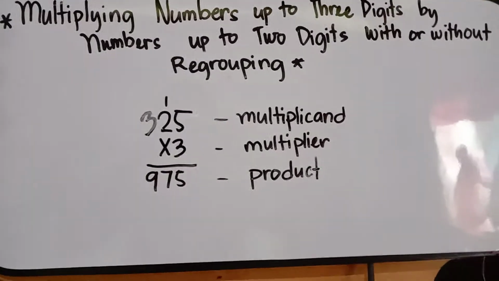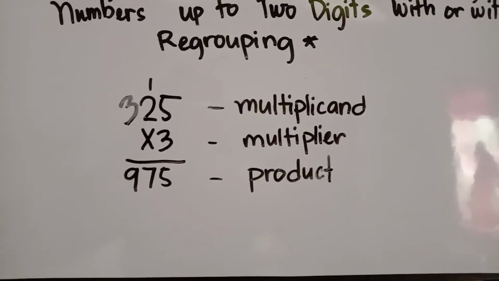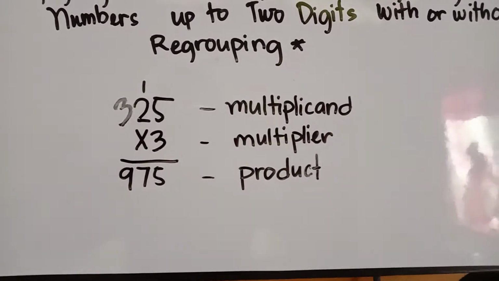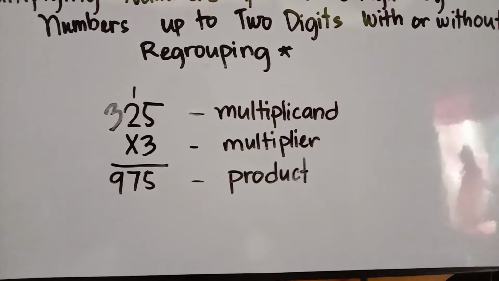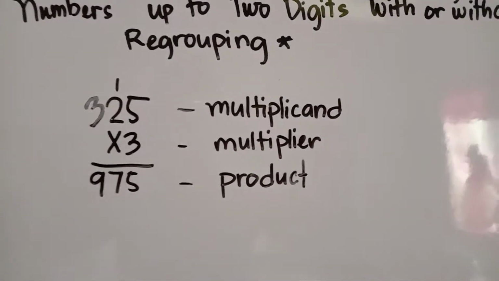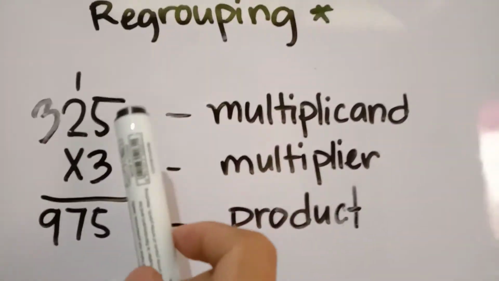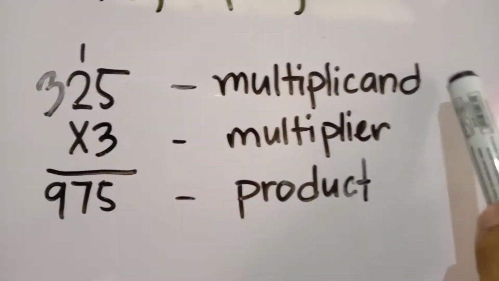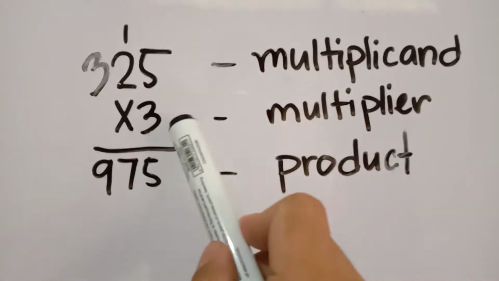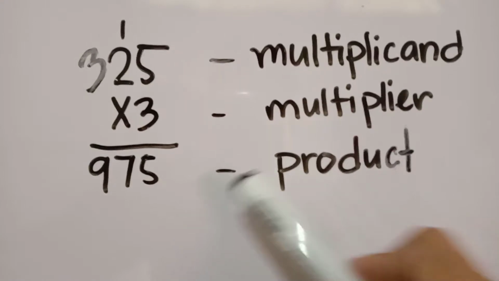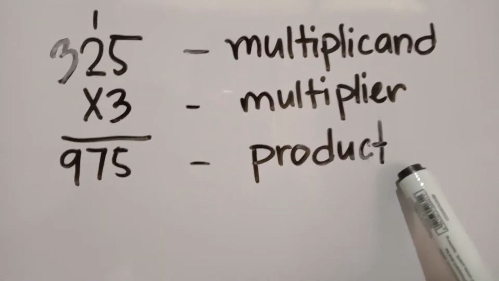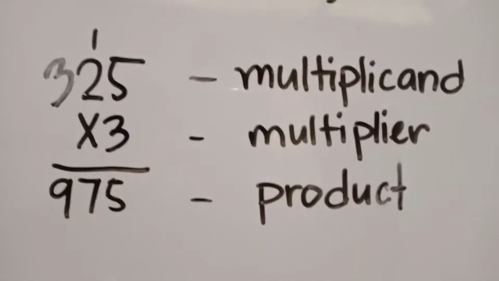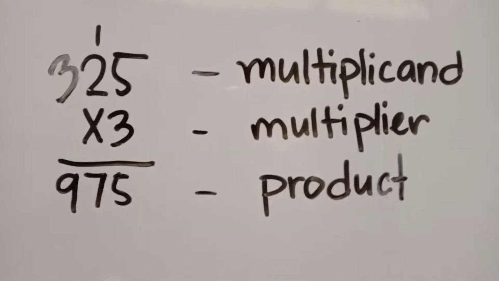But before that, let's review first about multiplying numbers with 1-digit multiplier. So 325, as we all know, this is the multiplicand, while 3 is called multiplier, and of course the answer is called product. Now, how do we multiply?